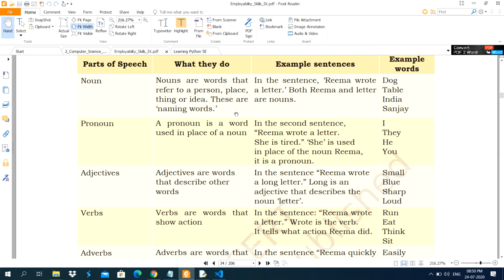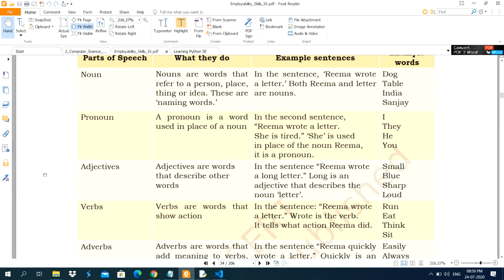Why am I explaining employability skills? Because parts of speech is mandatory while you are communicating with others, in written form or in verbal form. Here, an example is the sentence: Rima wrote a letter. Both Rima and letter are nouns. Some more example words: dog, table, India, Sanjay.